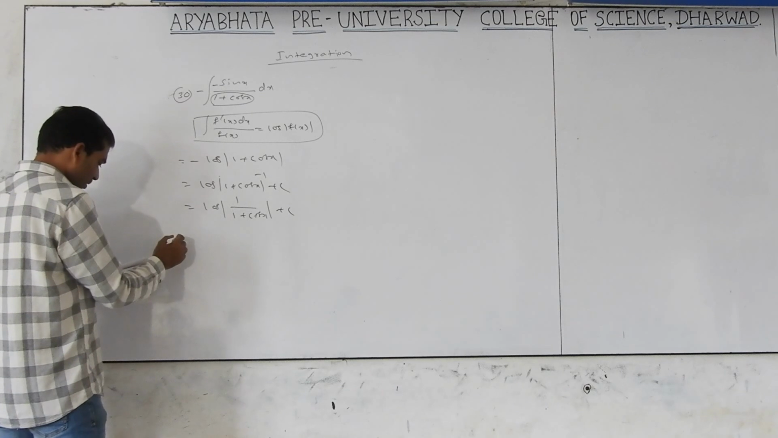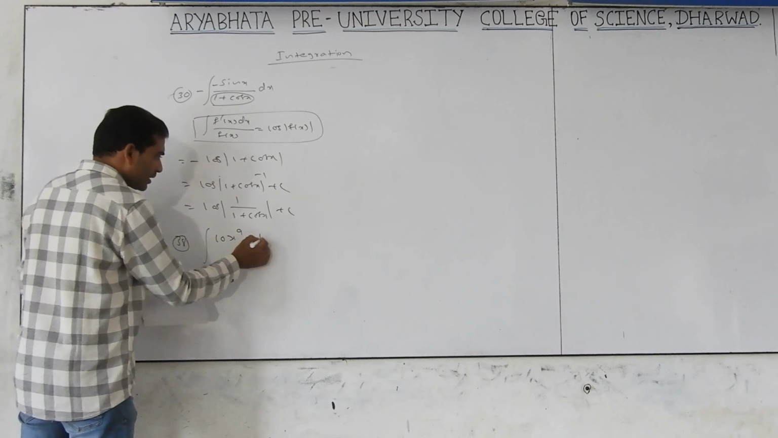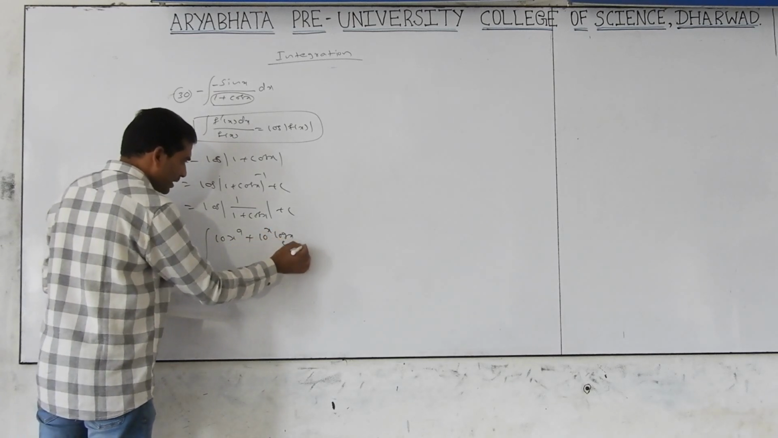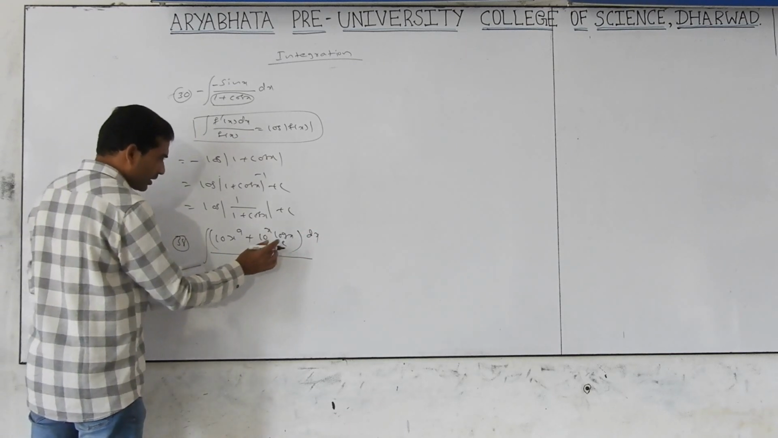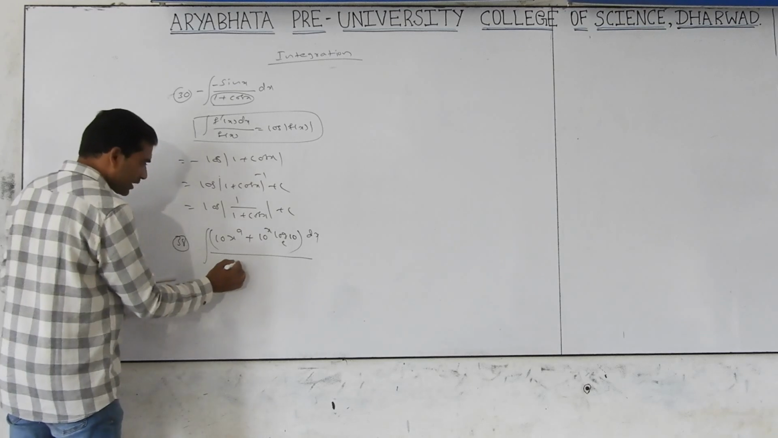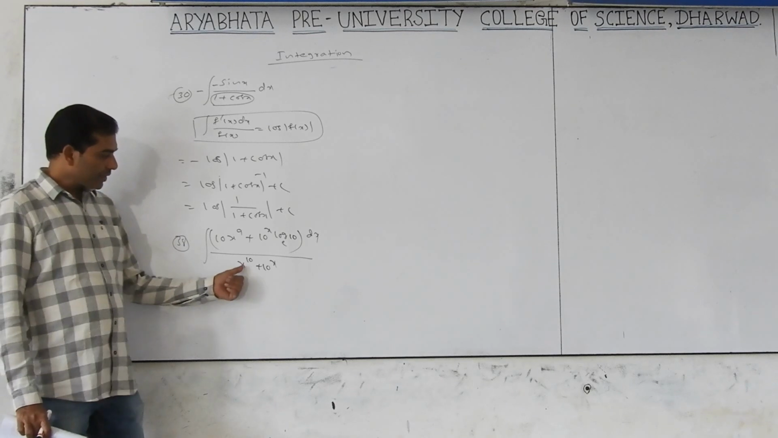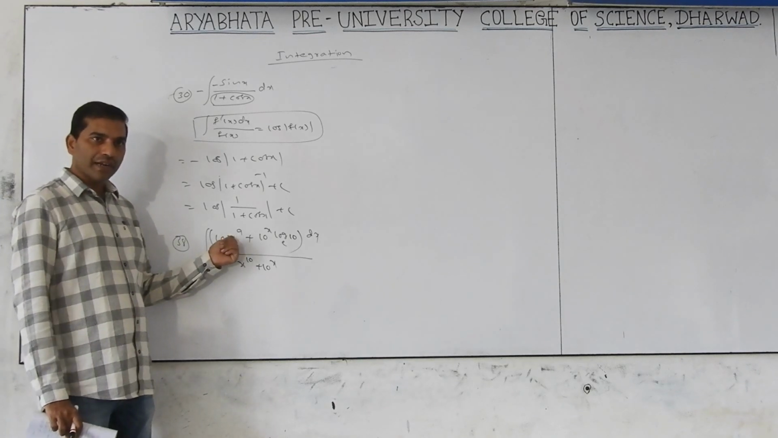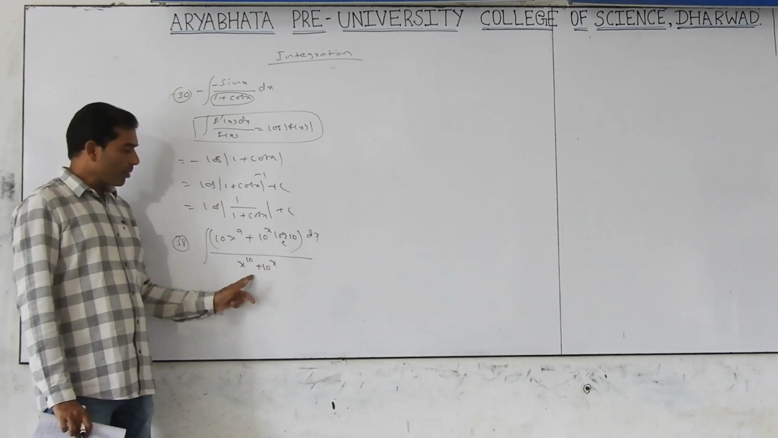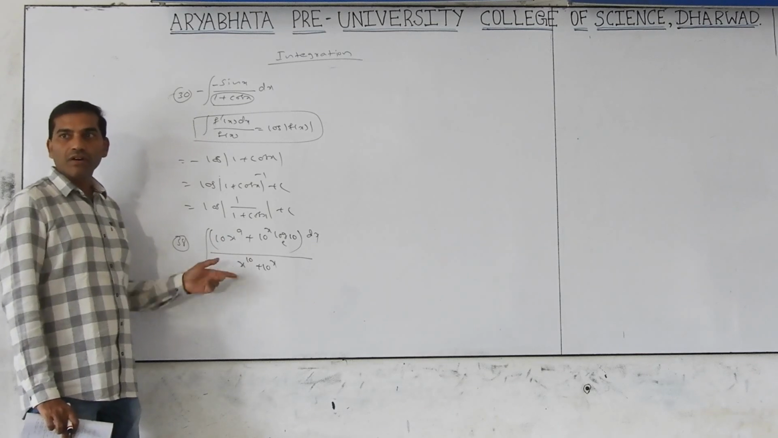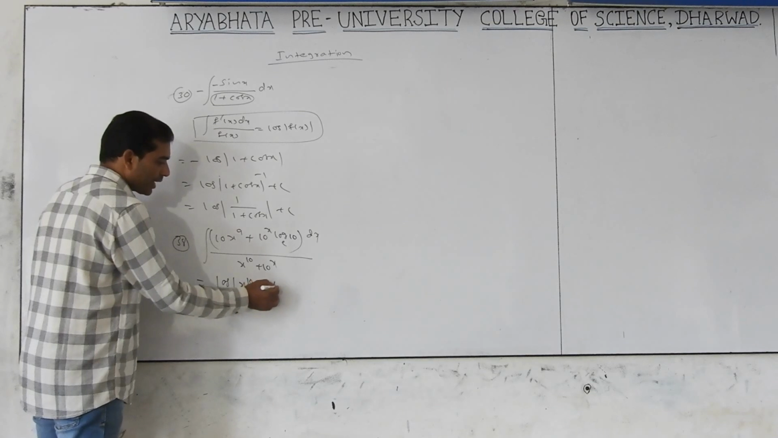This is also question number 38. Integration of 10 x power 9 plus 10 power x log 10 base c dx divided by x power 10 plus 10 power x. See the denominator derivative: the derivative of x power 10 is 10 into x power 9, and the derivative of 10 power x is 10 power x log 10 base c. The denominator derivative is in the numerator, so the answer is log of the denominator. So log of x power 10 plus 10 power x plus c.